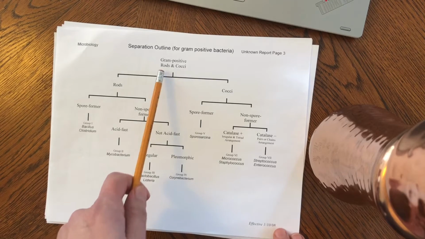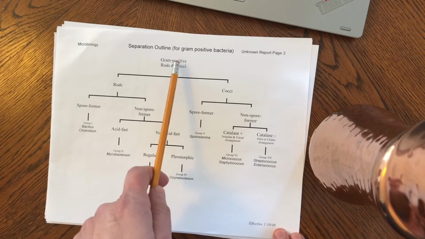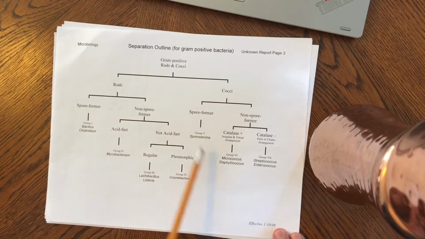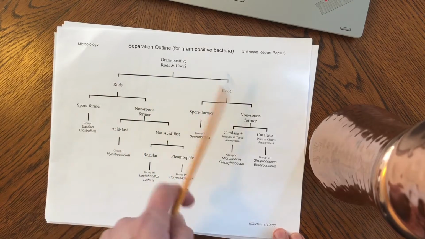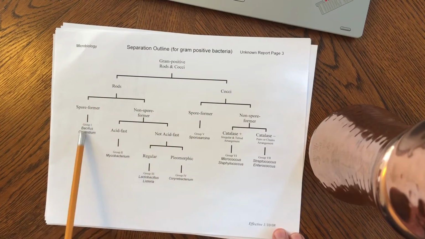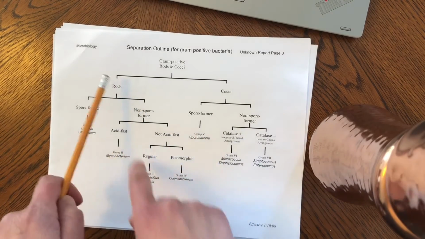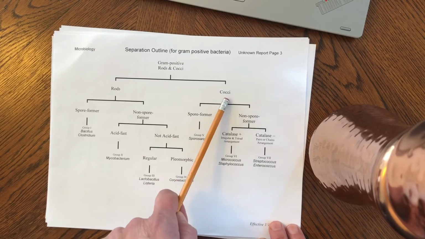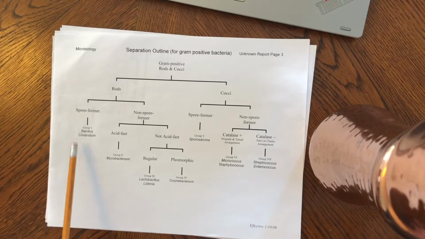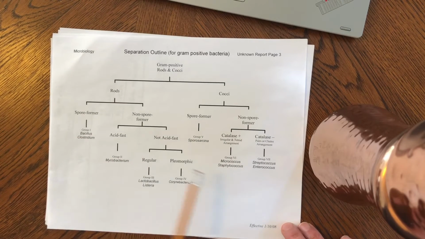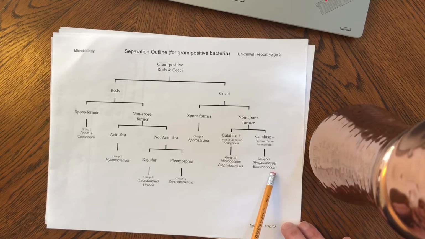The first thing is you're going to go down this chart and just follow it. It's called a flow chart or a separation outline. You'll see if you have rods or cocci, and you'll simply follow it down to wherever it takes you. You either have a gram-positive rod or a gram-positive cocci. And I have two other separation outlines depending on whether you end up here in group 1 or in group 4 or group 6.